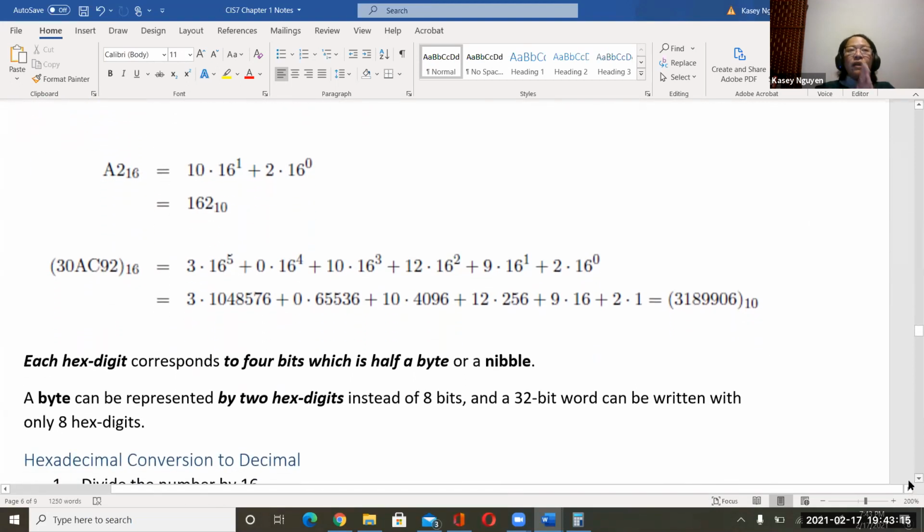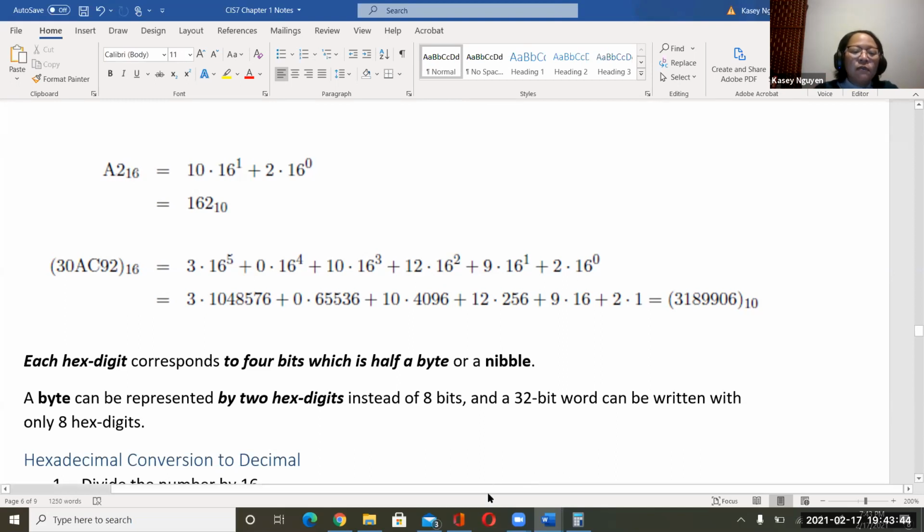Also, the way that we can look at it in binary is that each hex digit is 4 bits. Okay, it's a nibble, which is half of a byte. So each hex digit is 4 bits, and so you can also convert hexadecimal to binary.